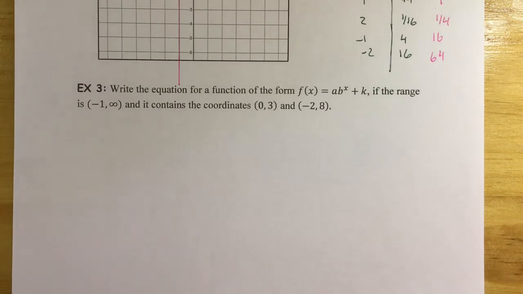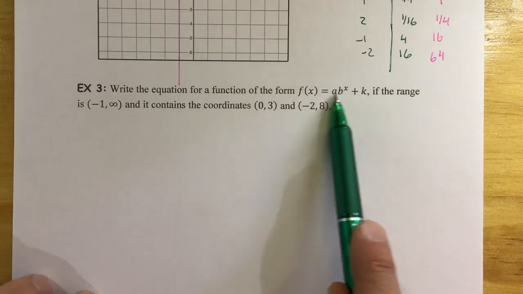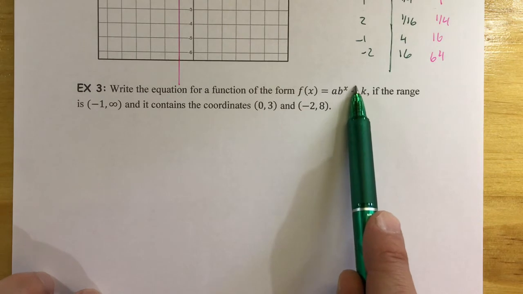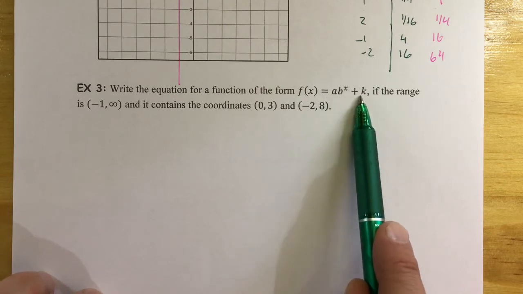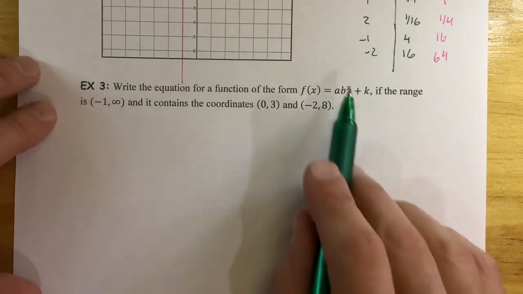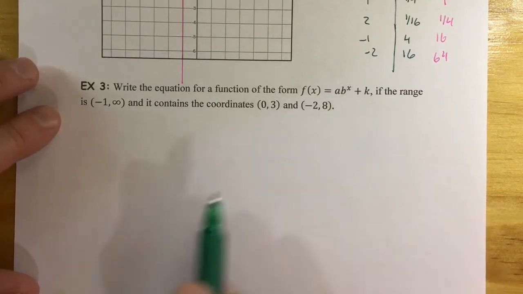For example 3, we're going to finally do something different than graphing. We're going to write an equation in that form. Notice that there's no h in there. I think once we start adding in too many different components and transformations, it becomes really hard to organize how you want to do this. So notice that the h is out of this here.